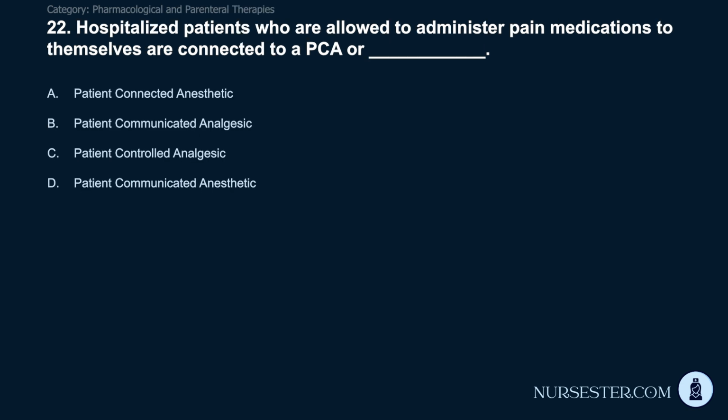22. Hospitalized patients who are allowed to administer pain medications to themselves are connected to a PCA, or blank. A. Patient-connected anesthetic. B. Patient-communicated analgesic. C. Patient-controlled analgesic. D. Patient-communicated anesthetic. Correct answer, C. Patient-controlled analgesic.